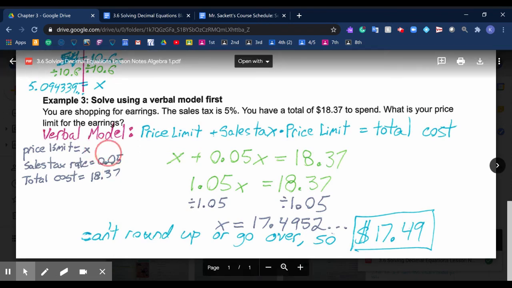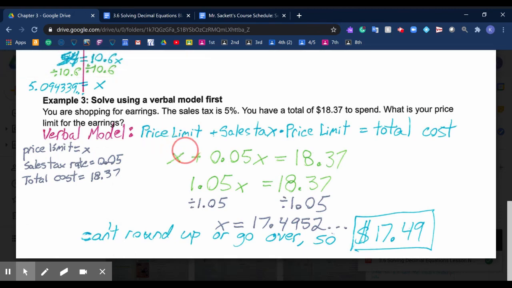$18.37. So using these labels, convert our verbal model to algebraic. So we'd have x plus 0.05 times x, so our sales tax, equaling the $18.37. So 1x plus 0.05x is 1.05x. 1.05 times x, so to undo that, we divide by the 1.05. So then x would equal 17.4952, and so on.